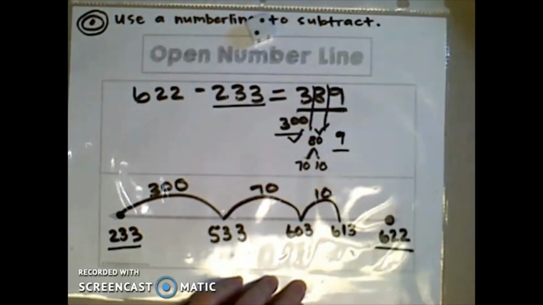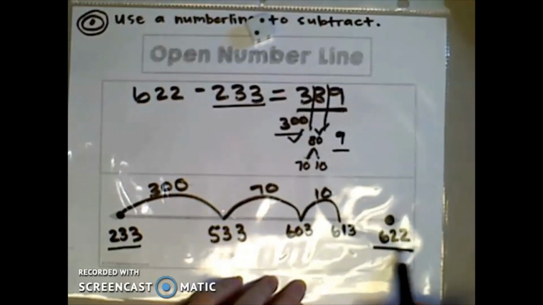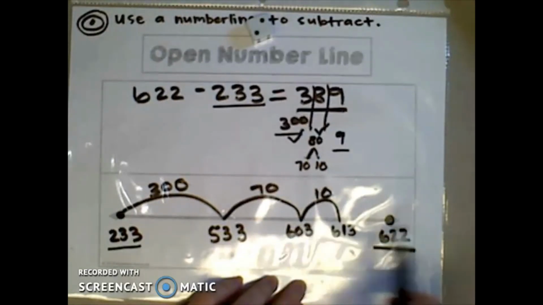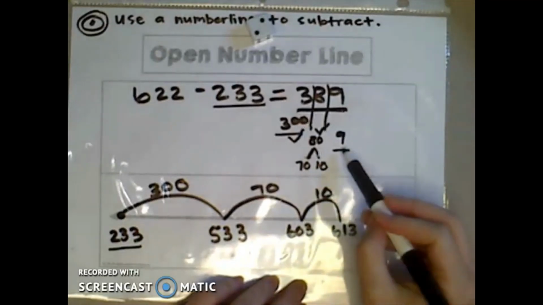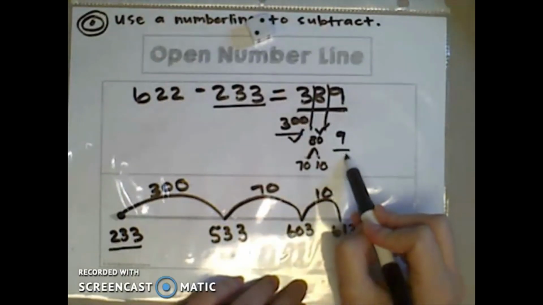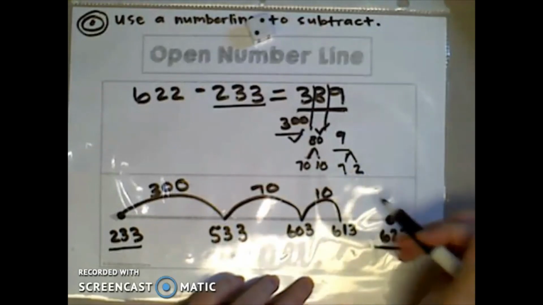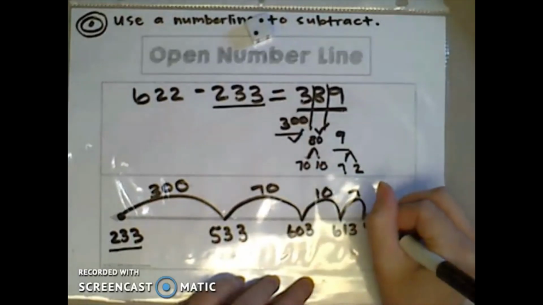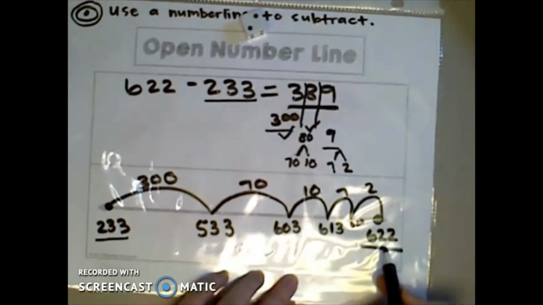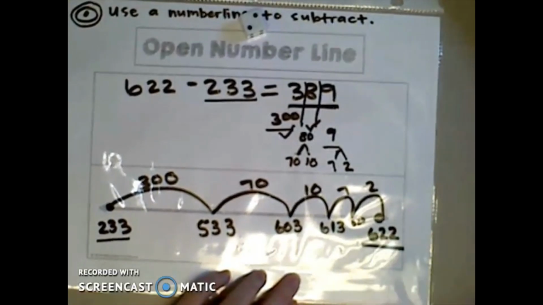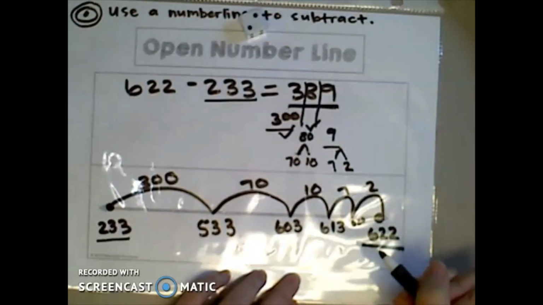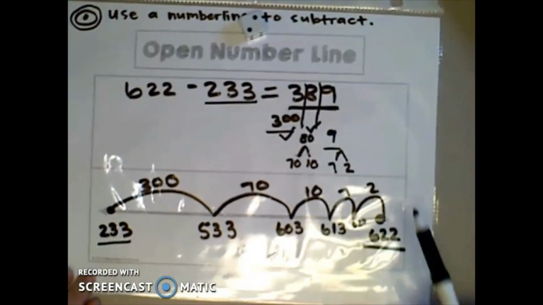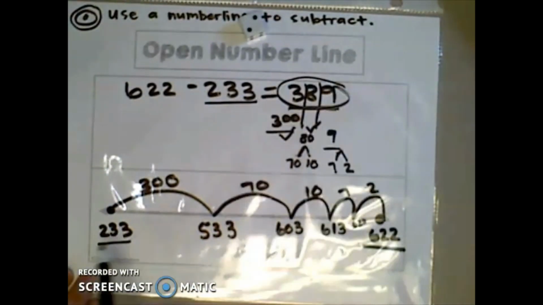And then I have the 9 left. So from 613, I should be able to hop 9 and get to 622 if we are correct. I'm going to break up that 9 into a 7 and a 2 to make it a little easier. So 7 is 620 and then 2 more and I landed at 622. So as a mathematician, I can be sure that I am correct because I was able to get the same answer both times. All right, have fun playing your game, third graders.